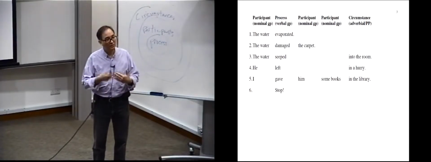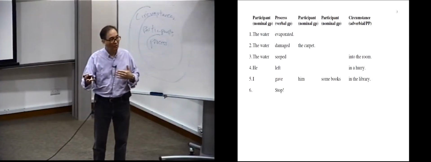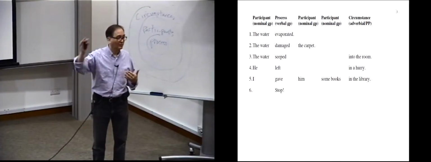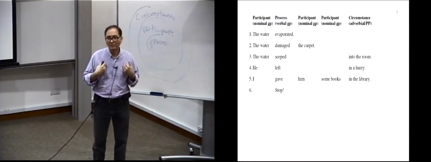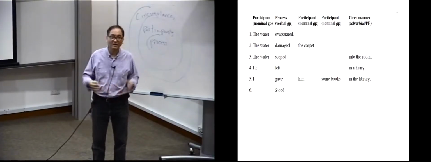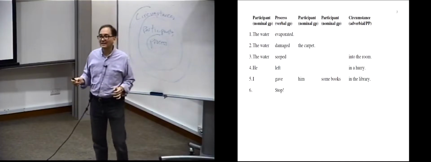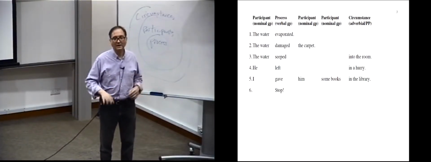And the reason why we use a passive sometimes is because we don't want to mention who or what damaged it, right? Like if I say the ball was thrown through the window, I don't want to say who threw the ball through the window. So I can say, well, the ball was thrown through the window. I don't know anything about it. So sometimes we use passive as a way of getting rid of the actor.